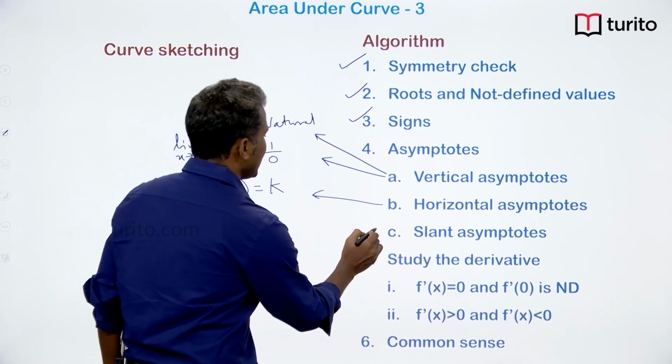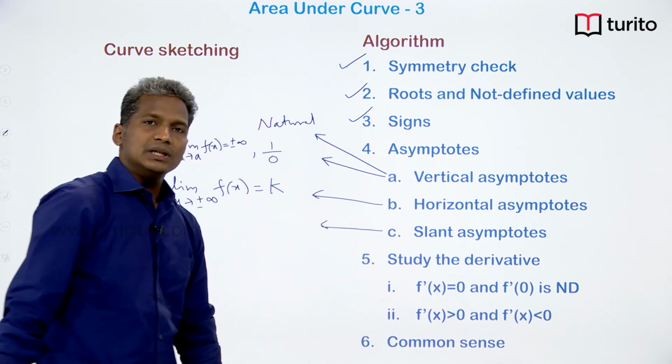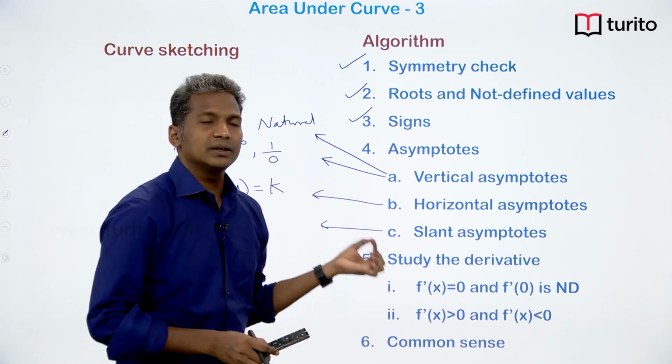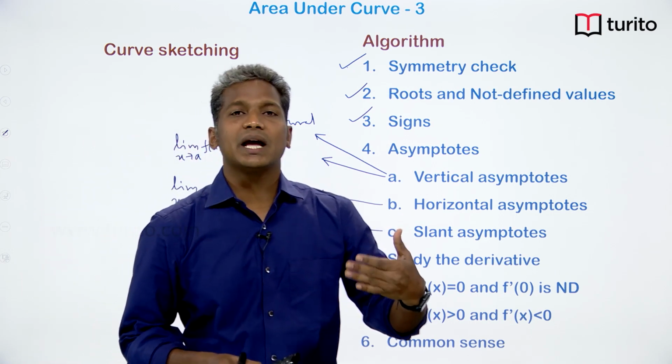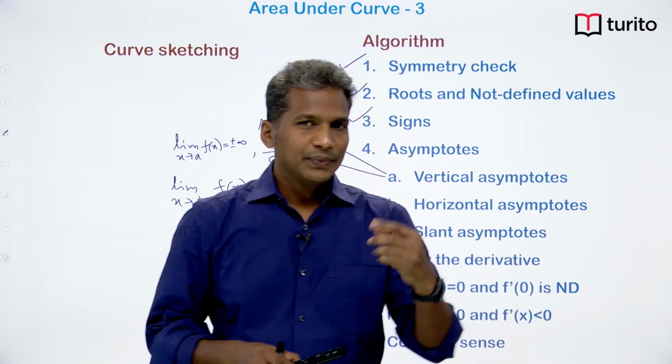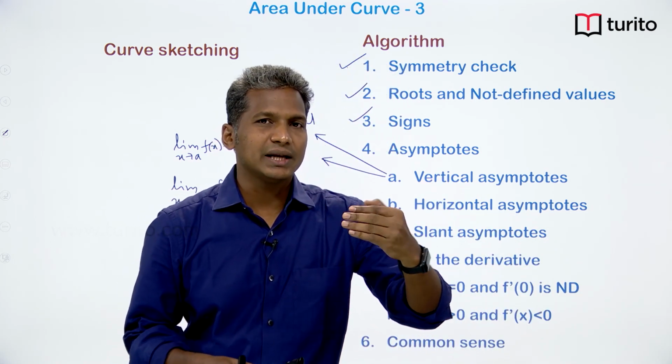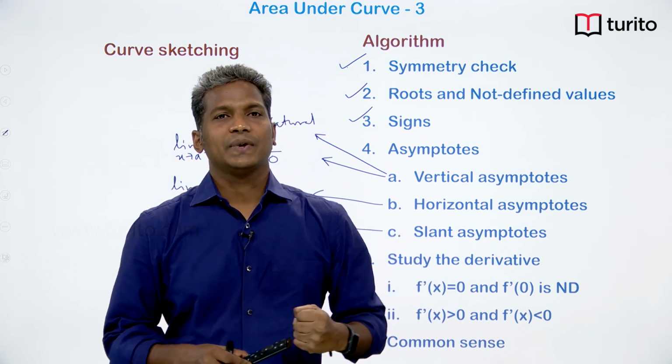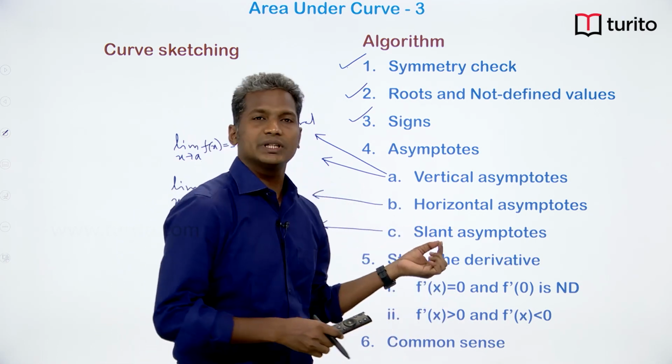And next is the slant asymptotes. Slant asymptotes occur when the numerator is effectively 1 degree higher than the denominator. Remember, the numerator is 1 degree higher than the denominator. In such cases, slant asymptotes exist.